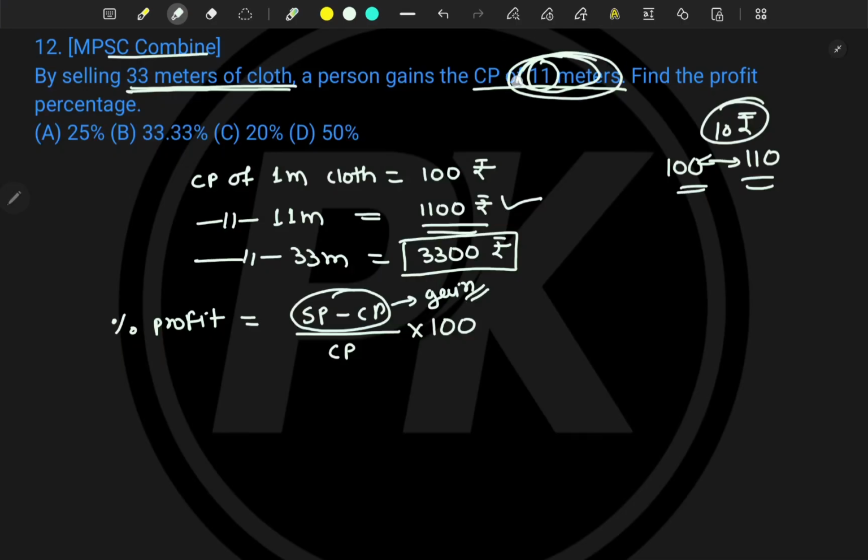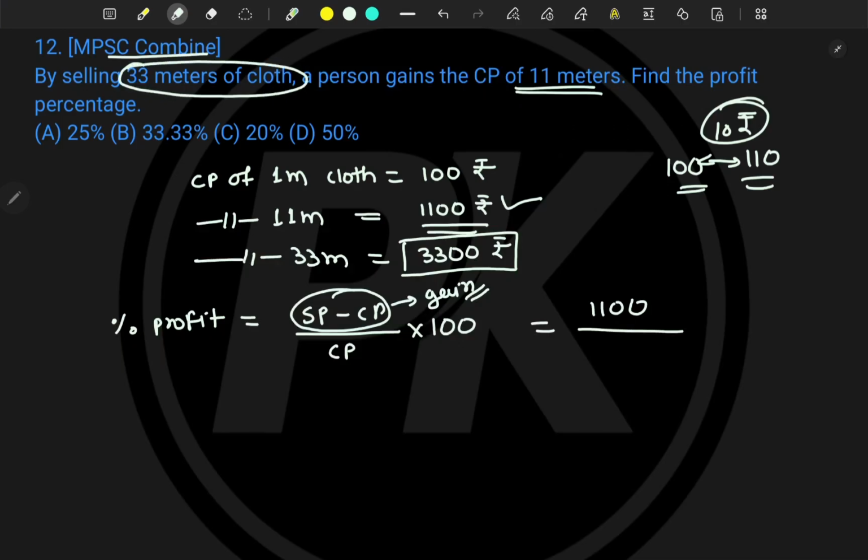And now here, how much gain do we have after selling 33 meters of cloth? You are gaining the cost price of 11 meters, and the cost price we have assumed as 100. So for 11 meters, what was the gain? It was 1100 rupees, right? But how much cloth did you sell? You are selling 33 meters of cloth, right? Then only you are gaining 1100 rupees. So for 33 meters of cloth, what is the cost price here? It is 3300, so 1100 by 3300 into 100. Now solve this, and that is equal to what? 33.33 percent. So which is the option? Option number B.